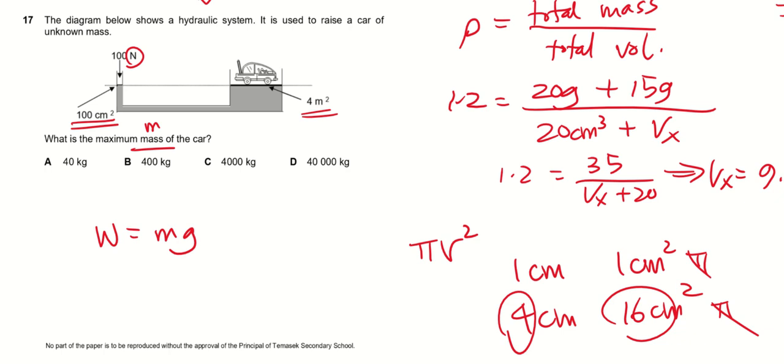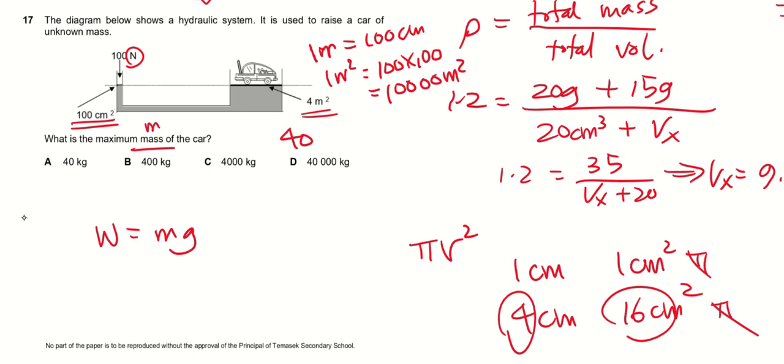So we have to actually convert either 100 cm square to meter square or 4 meters square to cm square. So, you know that 1 meter equals 100 cm. That means 1 meter square is going to be 100 times 100 cm. So I'll get 10000 cm square. That means this is going to be 40000 cm square. Okay, so then the units are the same, so it's fairer.